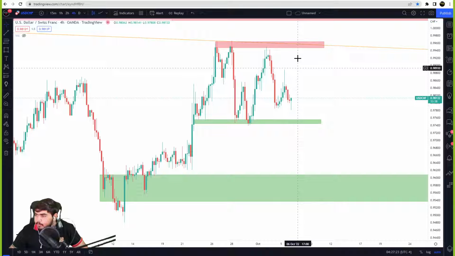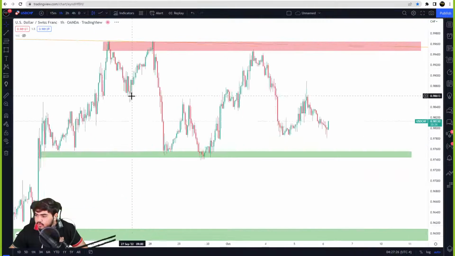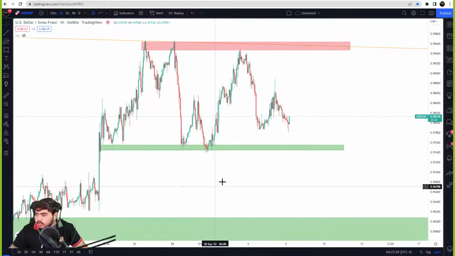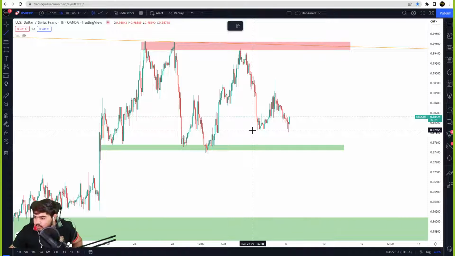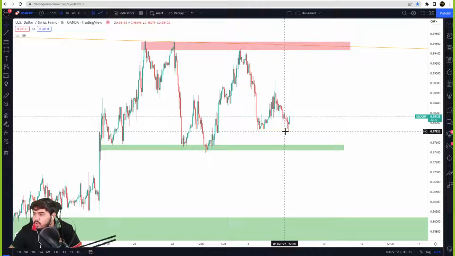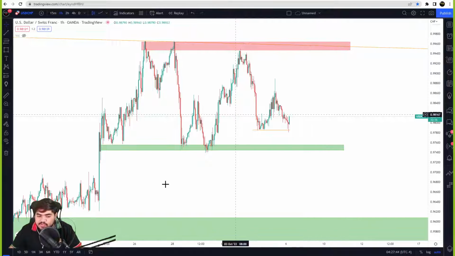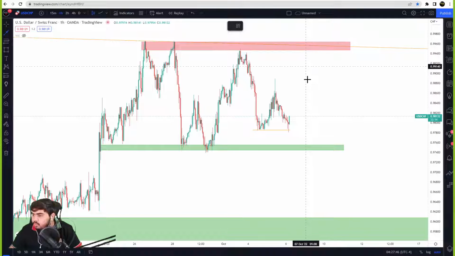If we shift to the 1 hour time frame to see what is going on, we can see it has wicked below this low. It has cleared the liquidity, so price is likely to go higher. If it moves higher, I would be interested in selling opportunities on this area of resistance, if it continues moving higher.